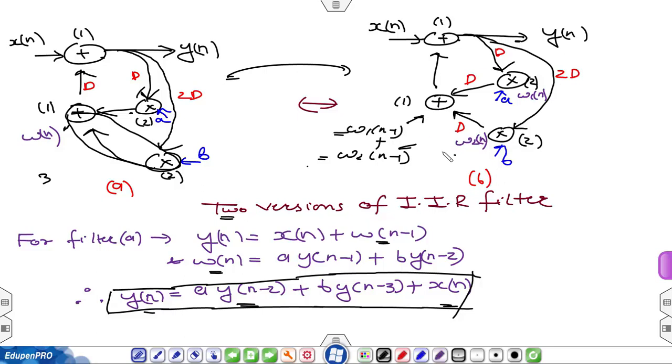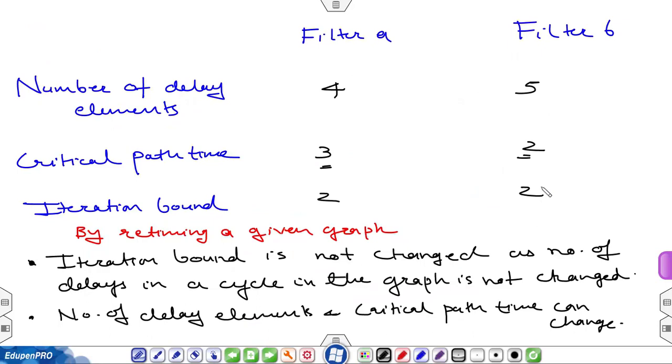In filter B the critical path is this one. Both are adders, so the critical path time will be 2. Iteration bound for filter A is 2 and for filter B is 2.